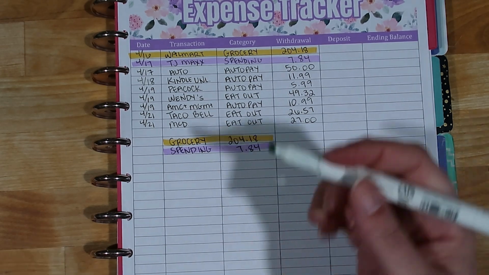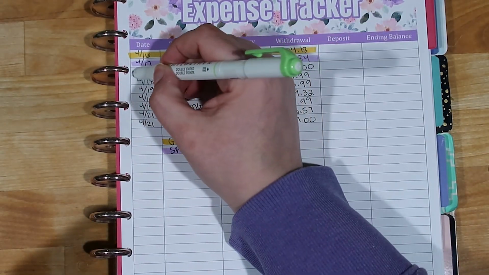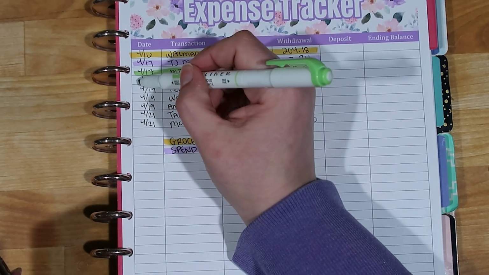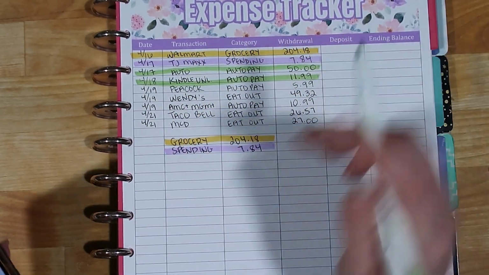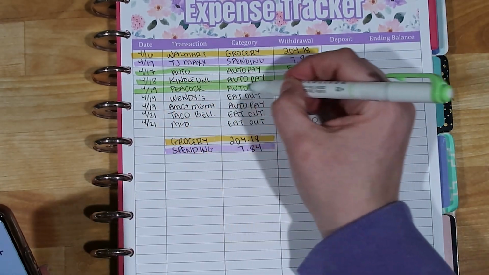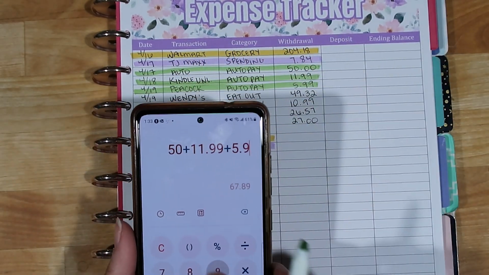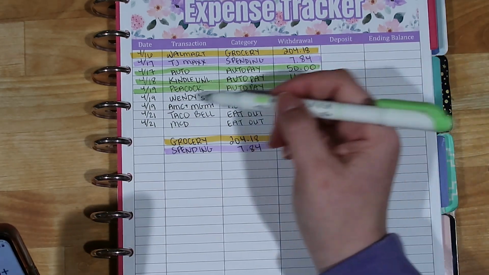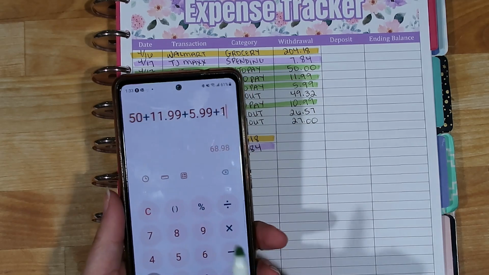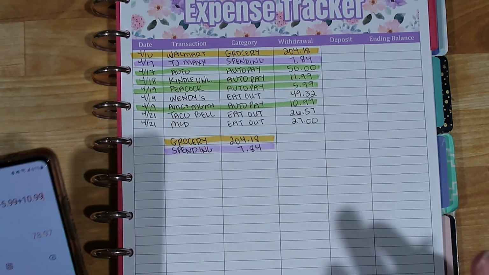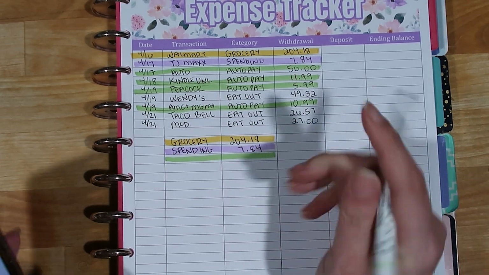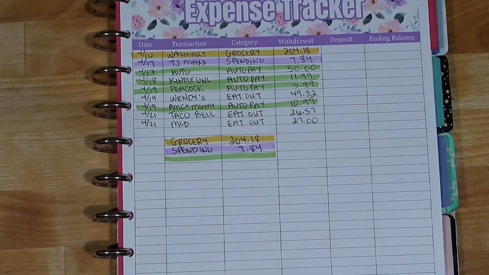Did I say green for auto pay? I guess it doesn't really matter. We're going to go with that. Here we actually need my calculator. So we have $50 plus $11.99 plus $5.99. How many streaming services do you guys have? I would love to hear from you about that, because we have them all, I think. Plus $10.99. We all like to watch different things. So $78.97 in auto pay.